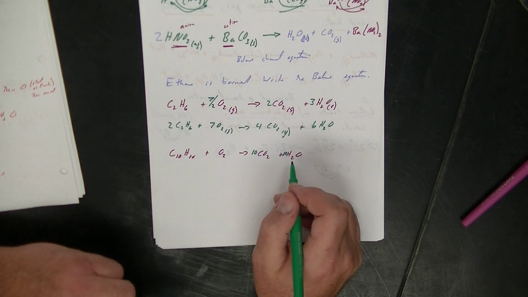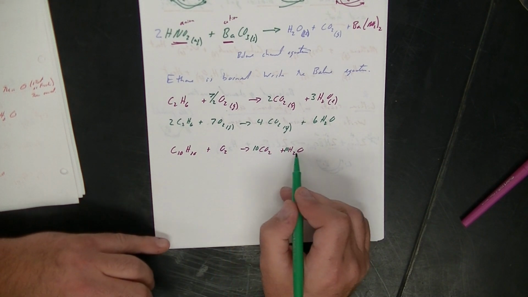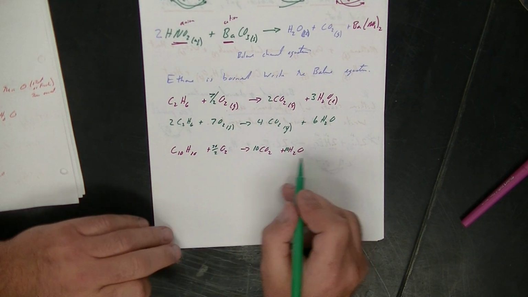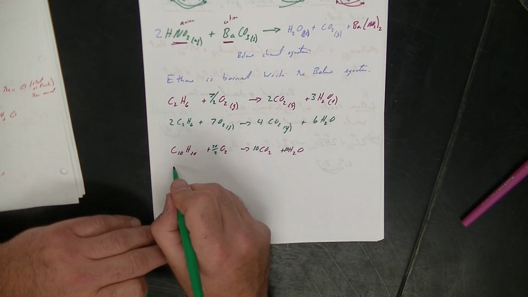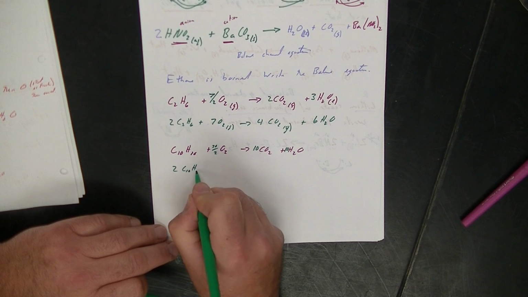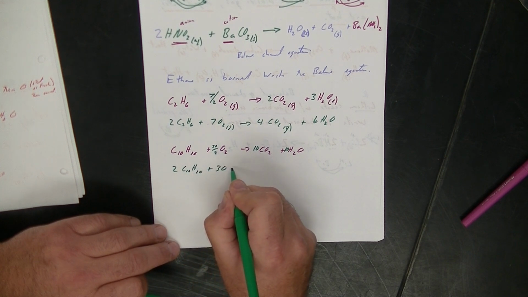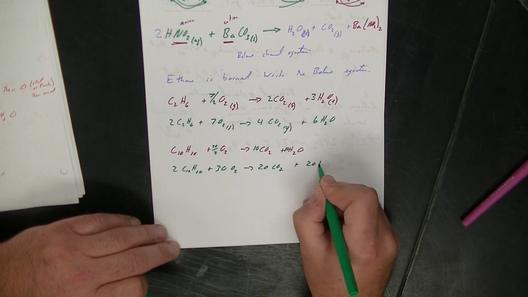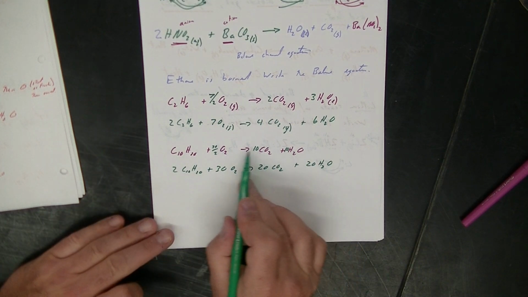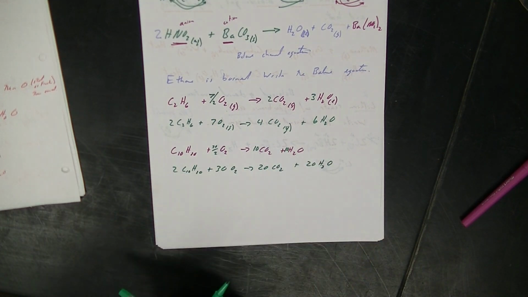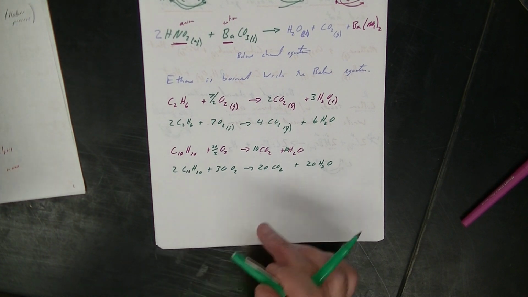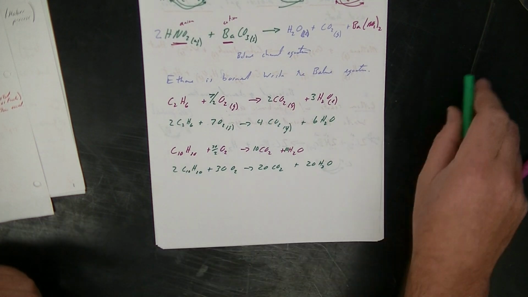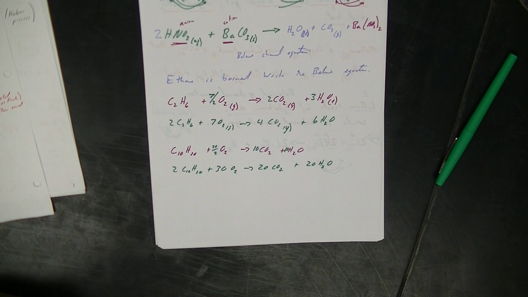And then you just count your oxygens up. I got 20, I got 30, so I go 30 over 2. And then I just multiply this whole thing by 2, so I end up with 2 C10H20 plus 30 O2 goes to 20 CO2 plus 20 H2O. That's just a little shortcut that can help you when you're balancing your combustion reactions.